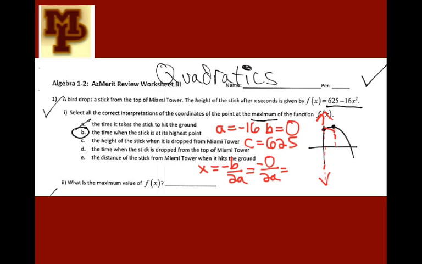So it looks like the highest point is, probably more like this, the parabola. And so in this one, the highest point is right at the beginning. So it's actually dropped. Oh, yes, of course that makes sense. It's just dropped, it's not thrown up. So that's why it doesn't have that extra little initial velocity piece in there. So the maximum value is 625. That's the highest that the stick ever reaches. That's the c in this case.